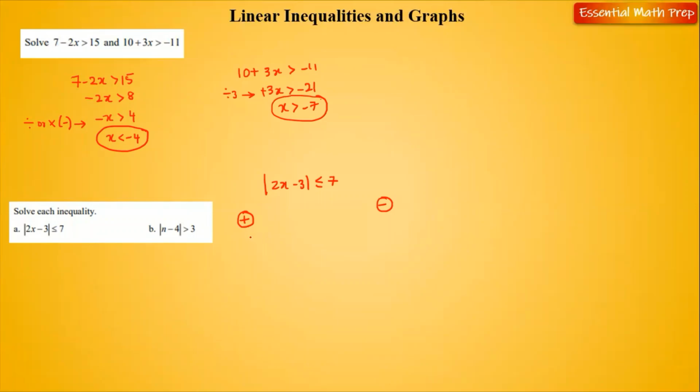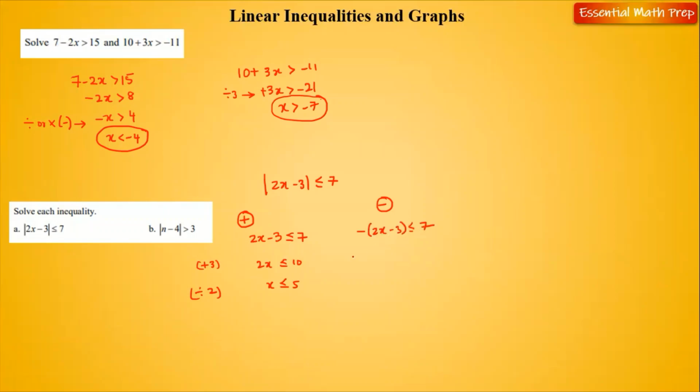For the positive, you retain the value within the absolute sign as it is. So 2x minus 3 less than or equal to 7. You can add 3 on both sides, which would give you 2x less than or equal to 10. So divide by 2 on both sides, which will give you x less than or equal to 5, right? Similarly, for the negative domain, just add a negative sign: negative of 2x minus 3 less than or equal to 7.